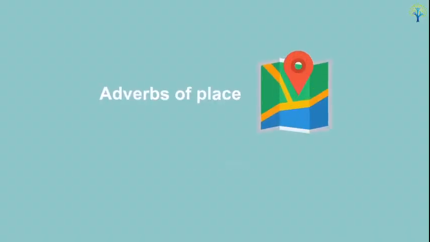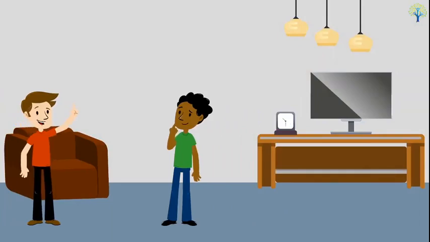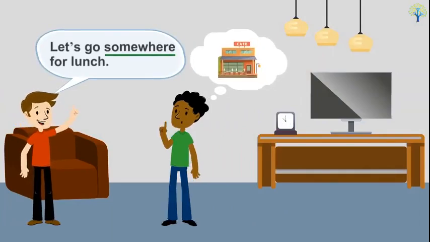Adverbs of place, like somewhere, are used to talk about a location you are not sure about. For example, let's go somewhere for lunch. The sentence means the speaker has not decided about the place to go for lunch.